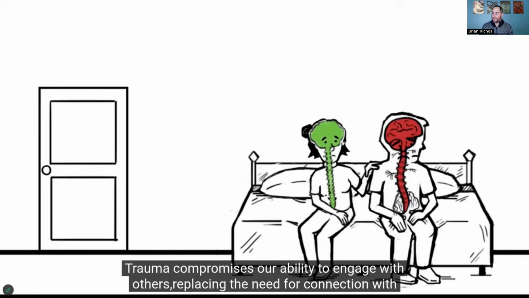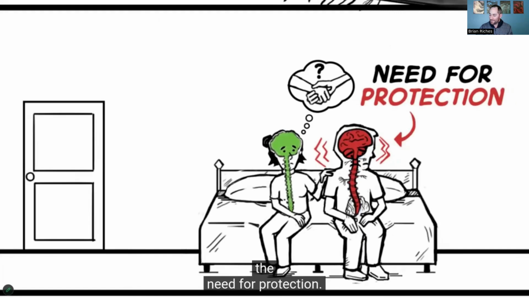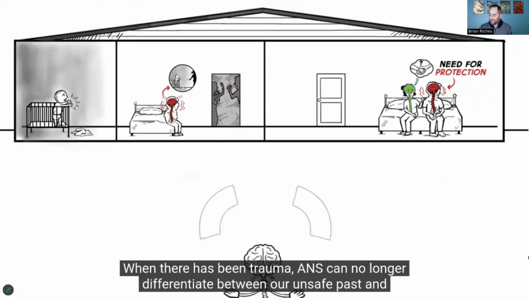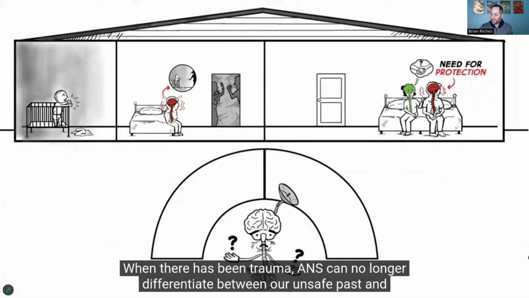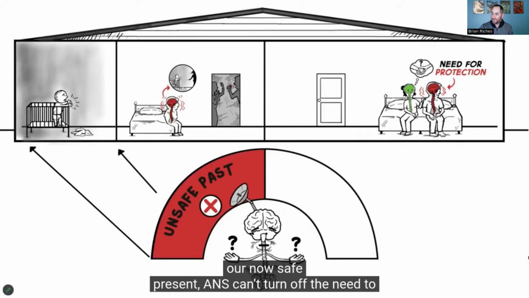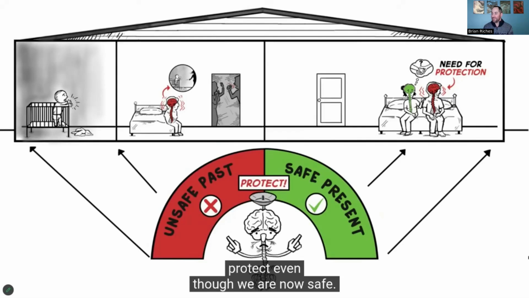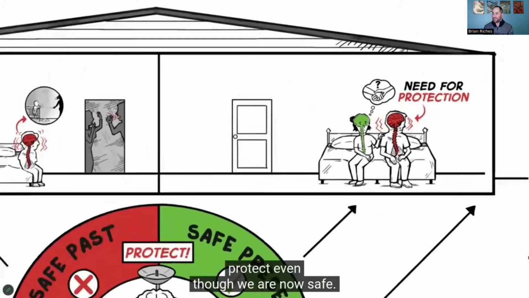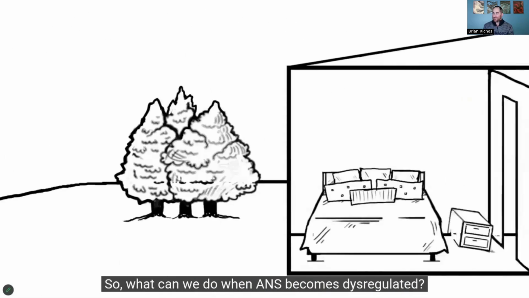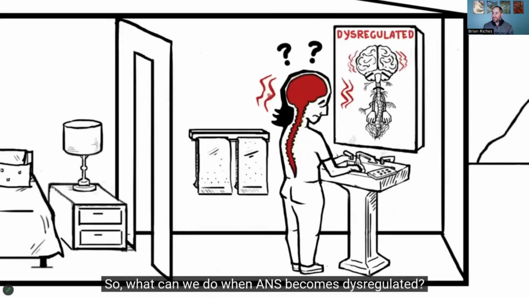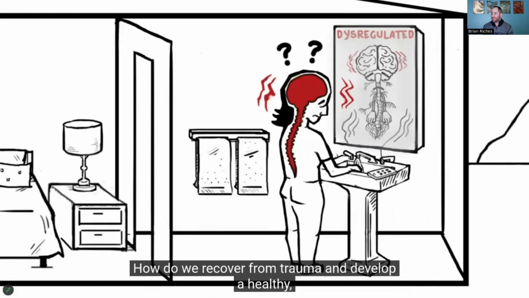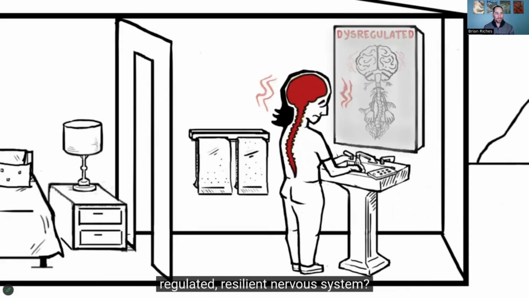Trauma compromises our ability to engage with others, replacing the need for connection with the need for protection. When there has been trauma, ANS can no longer differentiate between our unsafe past and our now safe present. ANS can't turn off the need to protect, even though we are now safe. So what can we do when ANS becomes dysregulated? How do we recover from trauma and develop a healthy, regulated, resilient nervous system?